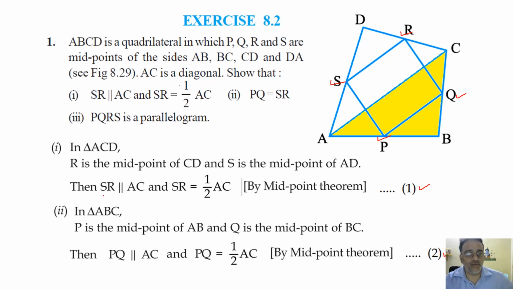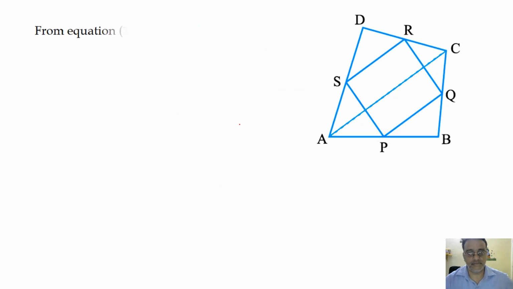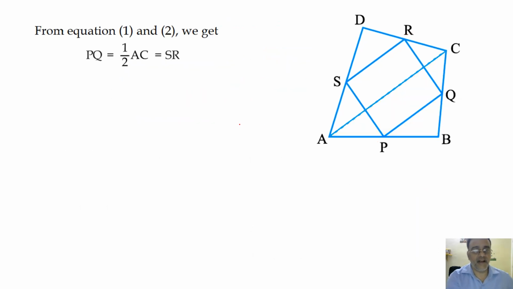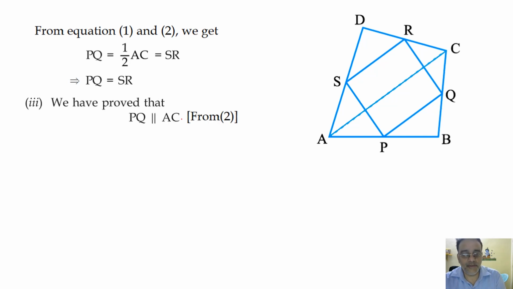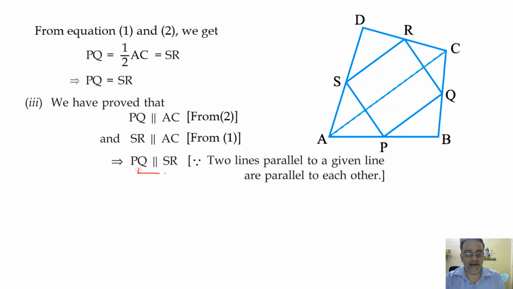So from equation 1 and 2, ध्यान से देखो, SR is half of AC and PQ is also half of AC. So that means PQ and SR are equal. So this is the second bit. Okay. Now PQ is equal to SR and PQ is also parallel to SR. How? क्योंकि अभी प्रूफ किए PQ parallel to AC and SR parallel to AC, and we know that two lines parallel to the same line are parallel to each other. So that means PQ is parallel to SR.